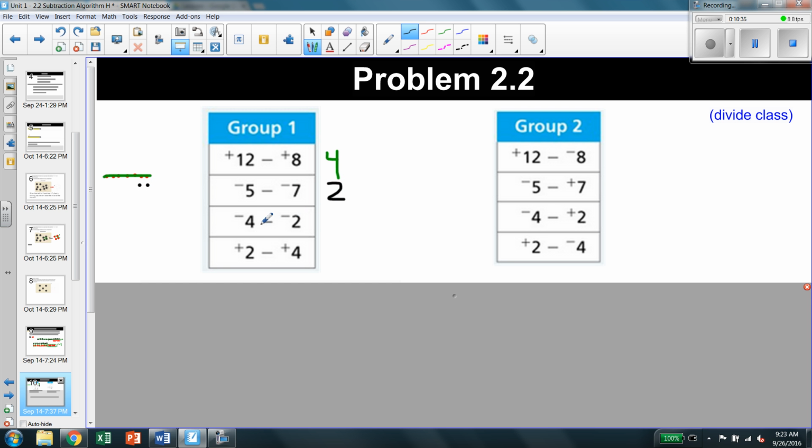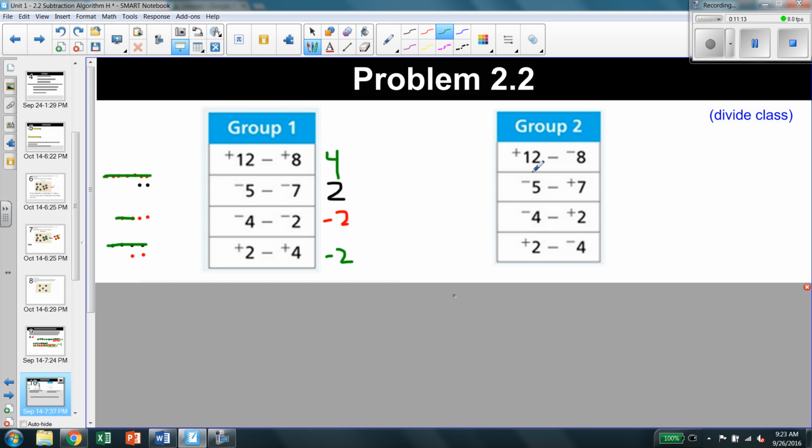Okay. I have 4 negatives and I want to take away 2 of them. 1, 2, 3, 4. I want to take away 2. So I'm going to take away 2. And what's left? Negative 2. I have 2 positives and I want to take away 4 positives. 1, 2. Well, I don't have 4 positives to take away, so I need to put in some 0 pairs. 1, 2. 1, 2. And now I can take away those 4 positives, right? What's left? Negative 2.